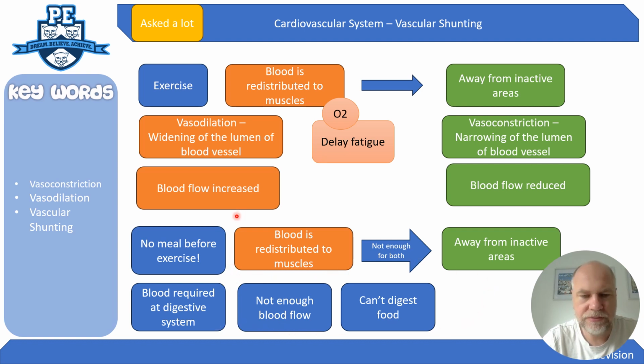If we were looking at it, you would start off with saying, right, we can't eat food before exercise because of the vascular shunt mechanism and redistribution of blood. The more blood is needed at the muscles, less blood is needed at the digestive system, and as there's not enough blood flow there, we cannot digest the food, which will lead us to feeling sick, feeling nauseous. More commonly, what the common misconception is, people say they get cramps or they get a stitch, which is not true. So make sure we break these sort of questions down accurately.